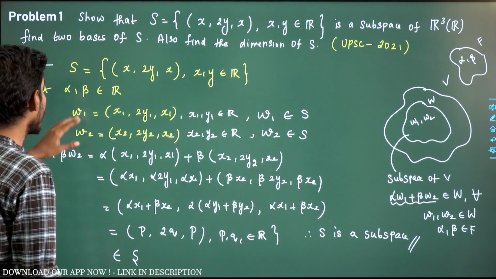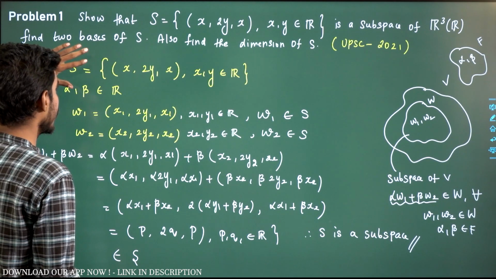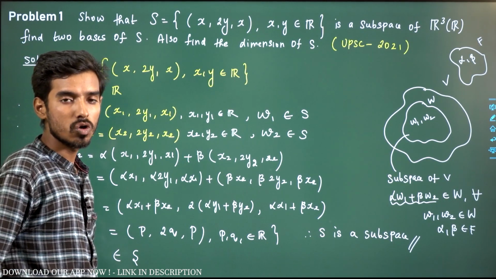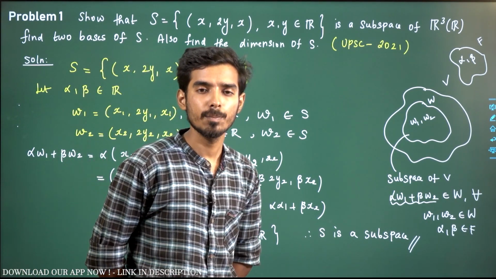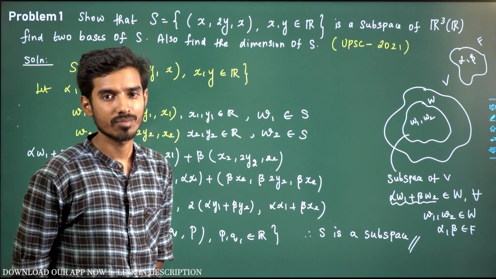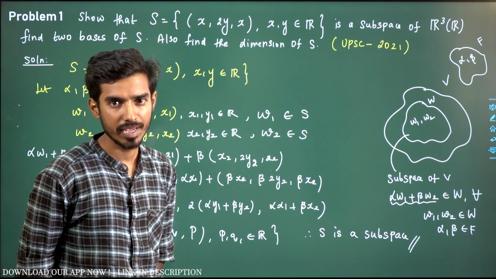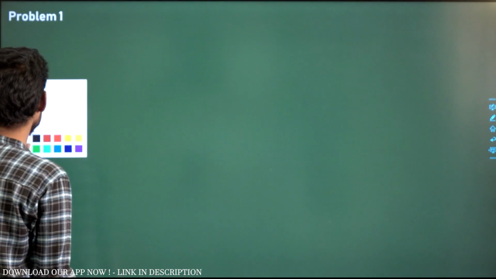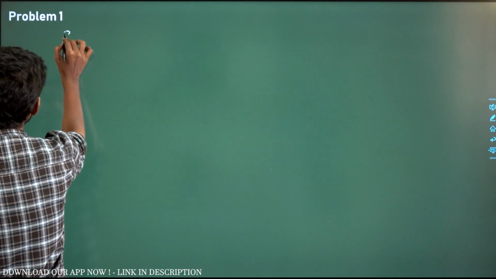So we are done with the first part. Now we need to find two bases for S. So what is a basis? A linearly independent set which spans the whole space, that will be a basis. So now we will find a basis. So what is the set S?